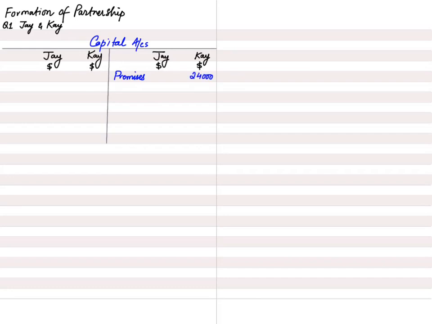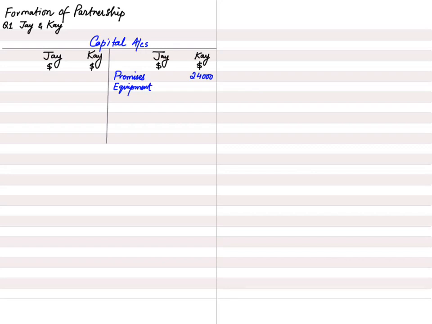So you may be aware the nature of the capital is credited. Whenever capital increases, it is credit. And whenever capital decreases, it is debited. Premises is an asset. If the asset increases, it is debited. So there are other items as well.